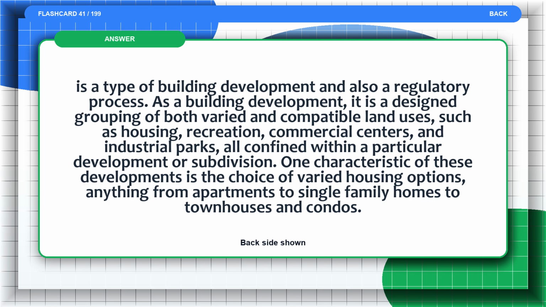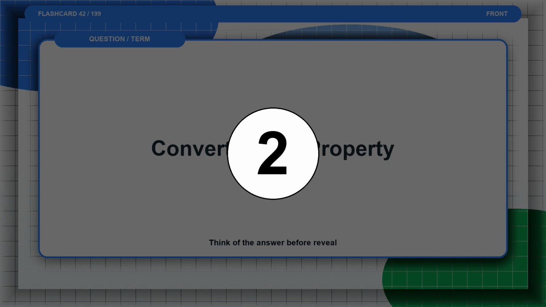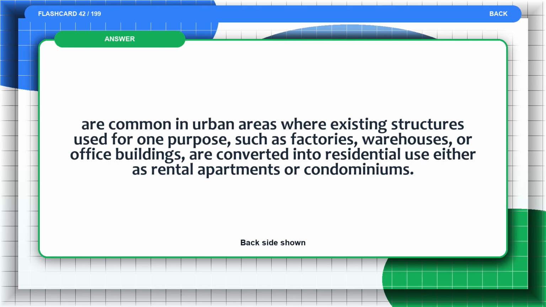Flashcard 42. Converted use property. Pause and think of the answer before the reveal. The answer is common in urban areas where existing structures used for one purpose, such as factories, warehouses, or office buildings, are converted into residential use either as rental apartments or condominiums.